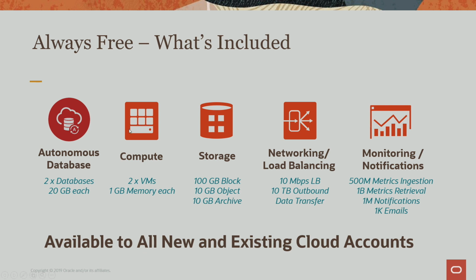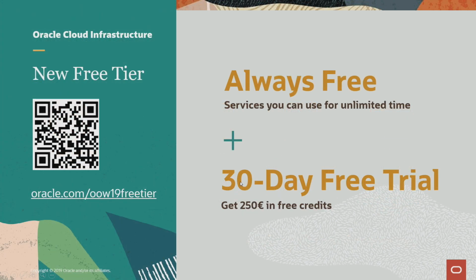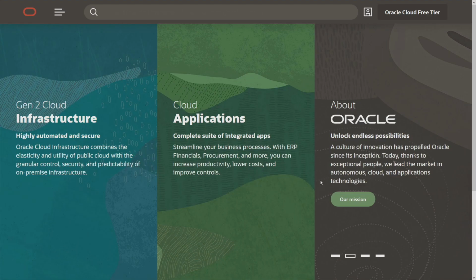You get 2 autonomous databases, you get some compute resources, you get plenty of storage, I would say. You even get networking and load balancing services and monitoring and notifications, all completely free. And that's not all. You also get a 30-day trial worth 250 euros in free credits. So you can use these 250 euros for whatever you want for 30 days. So if you want to extend it or test some other services that are not included in the Free Tier, you can do so. So let's get down to it.